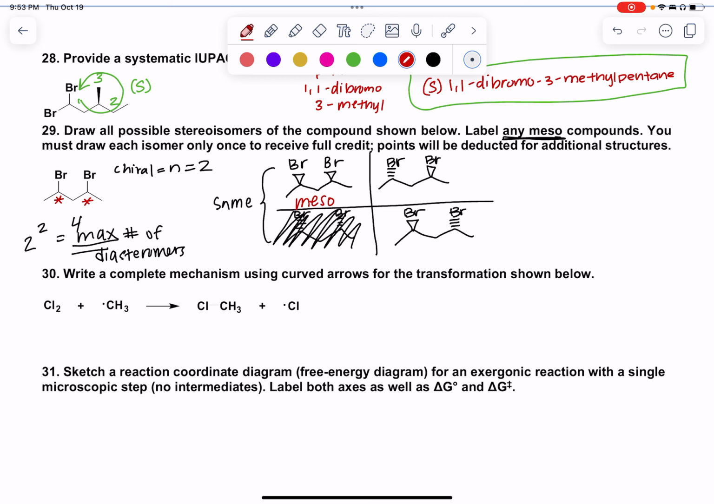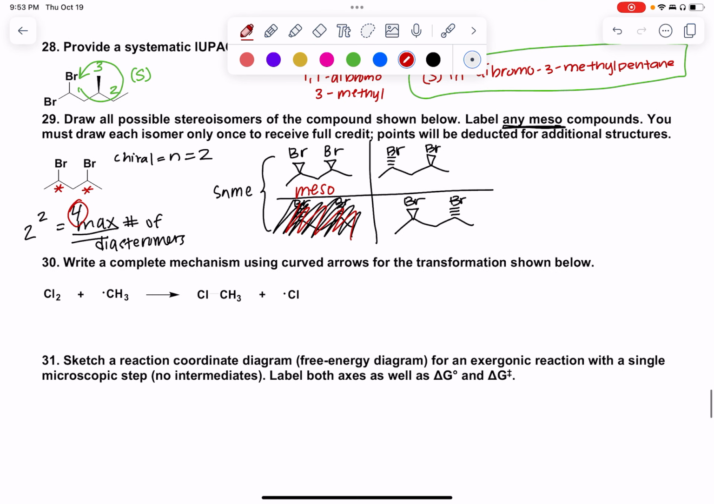The other ones aren't. And we've eliminated one of them as the same compound. So you should have 3. Remember, 4 is the maximum, but we ended up with the same compound for one of them. So this is the correct answer. That's how you do it. Start with 1, change one thing, or change both things. It just depends on how you want to do it.